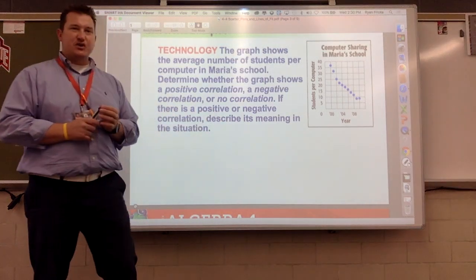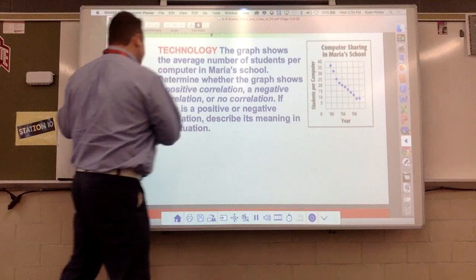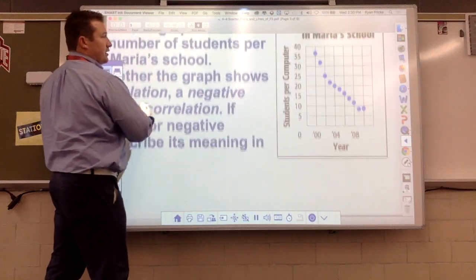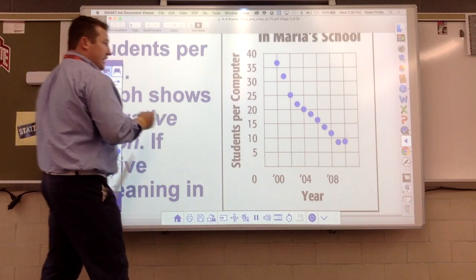Describe the meaning in the situation. Think about it, guys. I'm just going to zoom in on the graph. Come here, graph. Beautiful. All right, so here we go, guys.